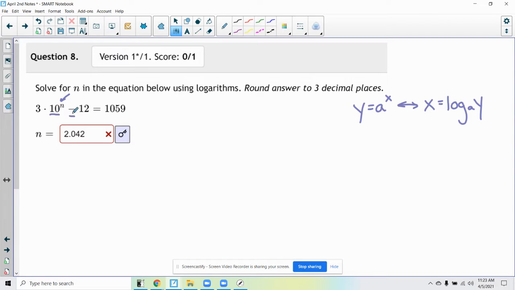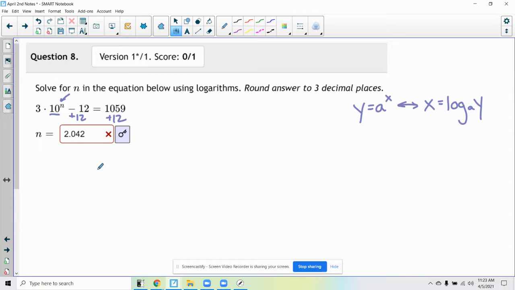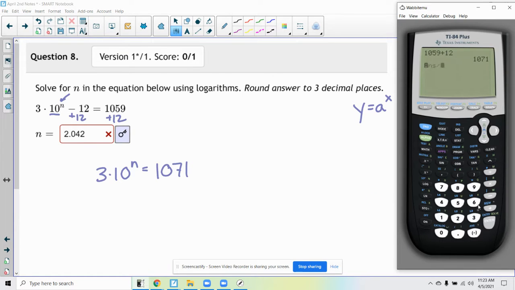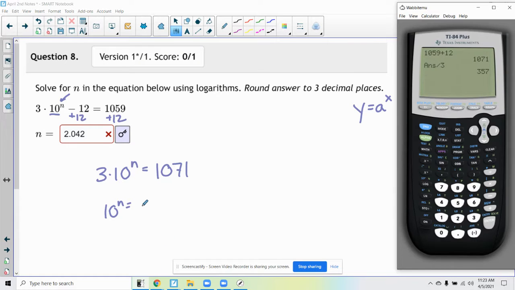So the first thing I'm going to do is add 12. Add 12. So I get 1,059 plus 12. I get 1,071. So I get 3 times 10 to the n equals 1,071. Get the 10 by itself. Divide both sides by 3. So I get 10 to the n equals 357.